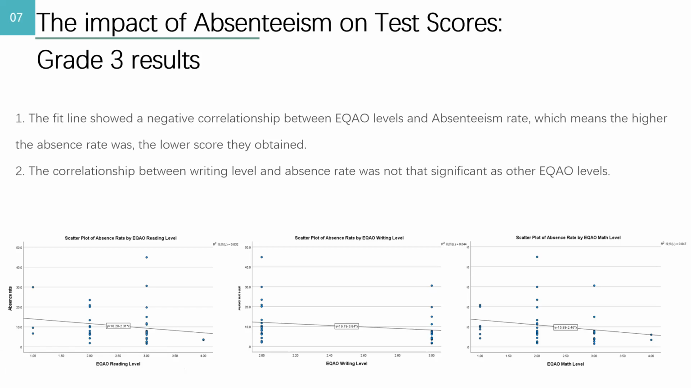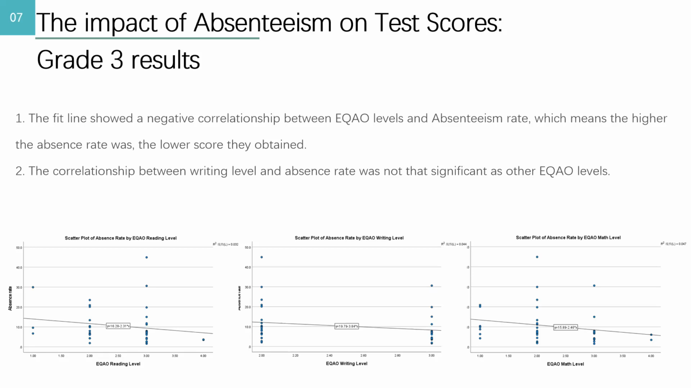The y-axis represents the absence rates. The x-axis represents the EQAO levels. The first graph shows the EQAO reading levels and the absenteeism levels, and we can see that there is a negative relationship. It will be the same for the second and the third graphs. The thick line shows a negative correlationship between EQAO levels and absenteeism rates, which means the higher the absence rate was, the lower score they will obtain, which is normal.